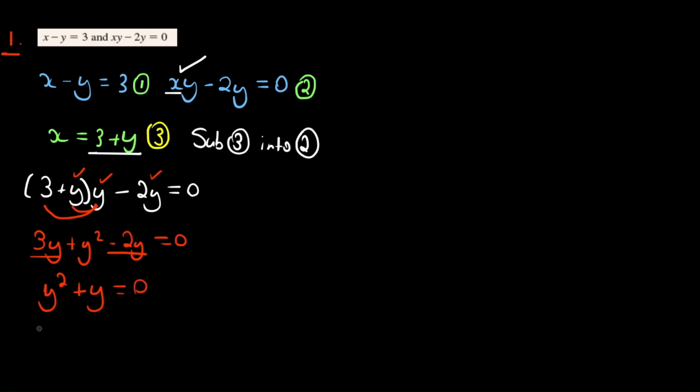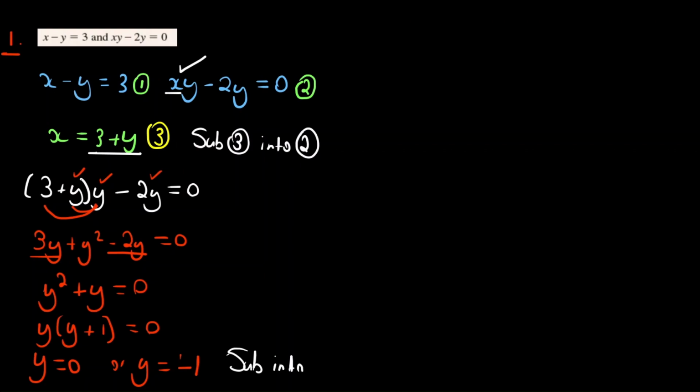We take out the common factor of y, and we'll be left with y times y plus 1 is equal to 0. So our solution for y is y is equal to 0, or y is equal to negative 1. And then we substitute these values into equation 3. Remember, we just calculated our y values, and equation 3 already has x as subject, so we just substitute for y and then we'll calculate what our x is.